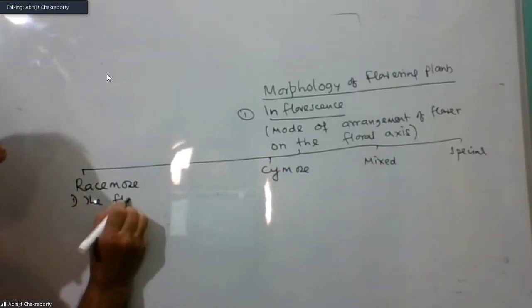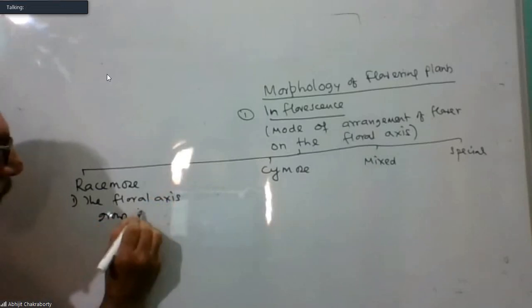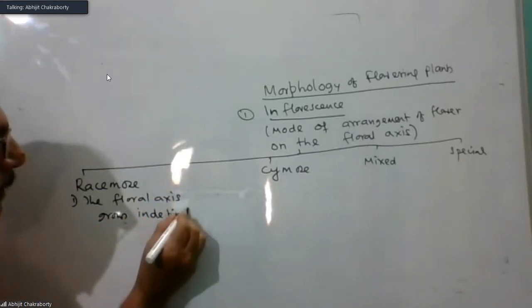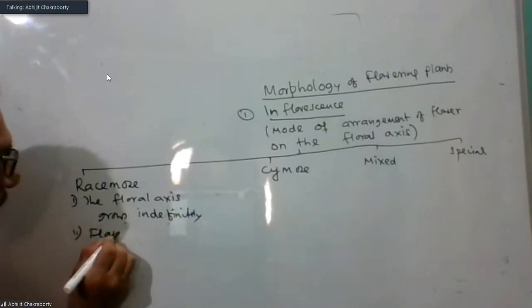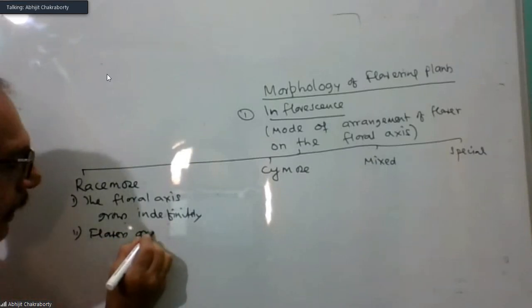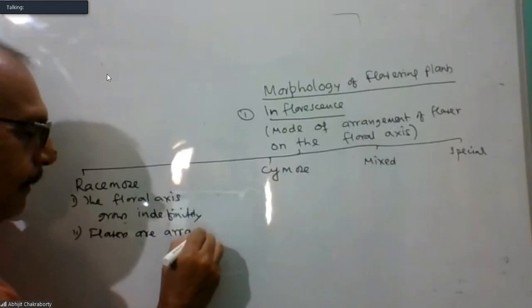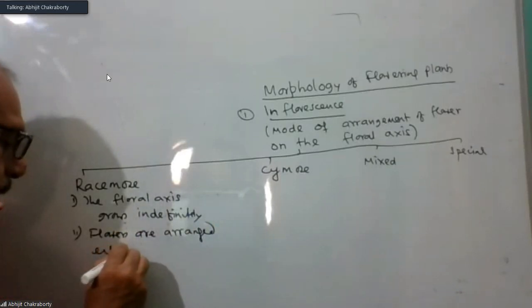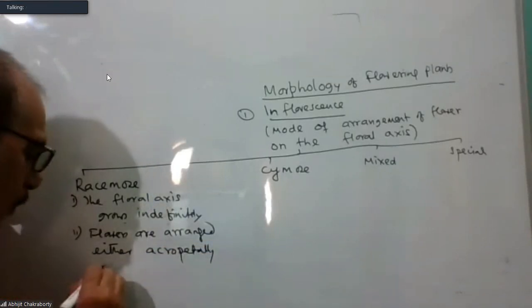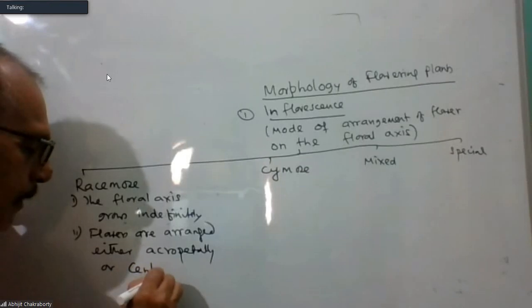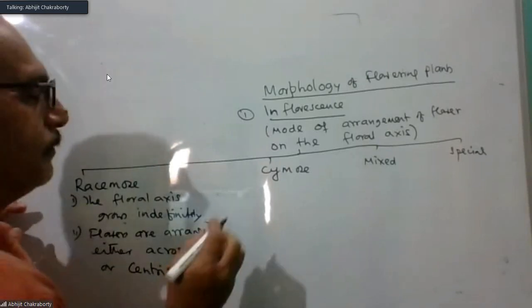In racemose, the floral axis grows indefinitely. Flowers are arranged either acropetally or centripetally. I'll be explaining this, don't worry.